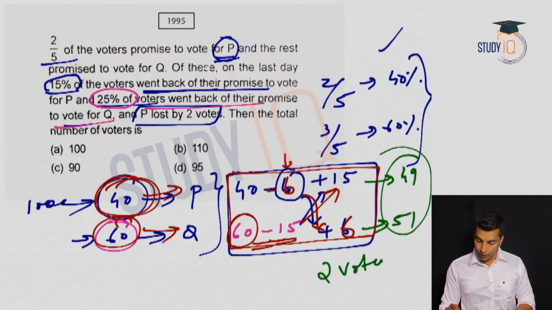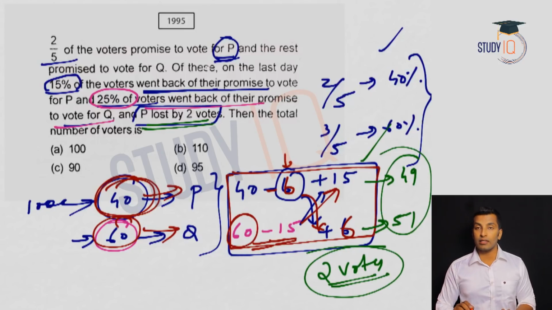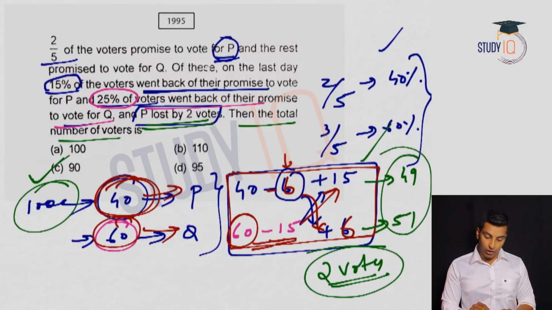So if you see, the margin is 2. So here itself you can see the margin of 2. And they are saying that P lost by 2 votes. Here also you can see P is losing by 2 votes. So obviously the total number of voters is what the question asks. So it is 100 itself. So the total number of voters is 100.